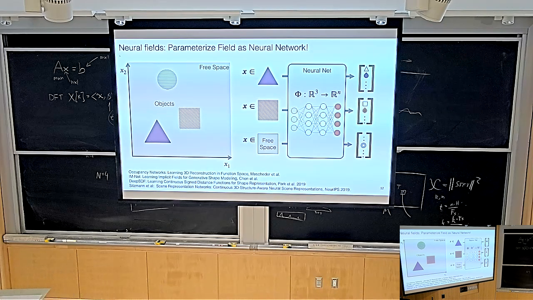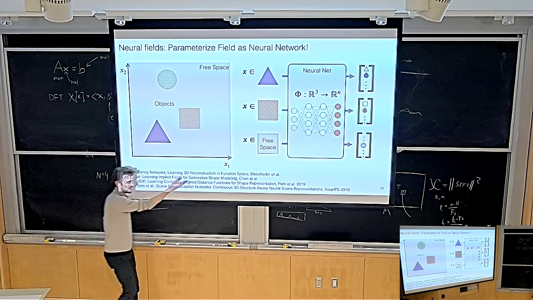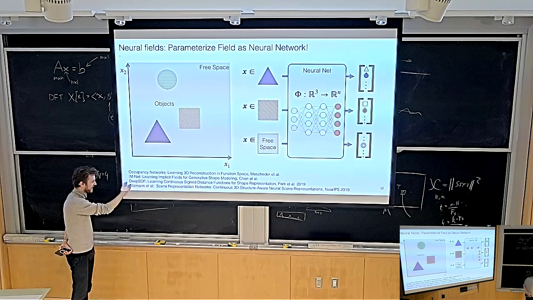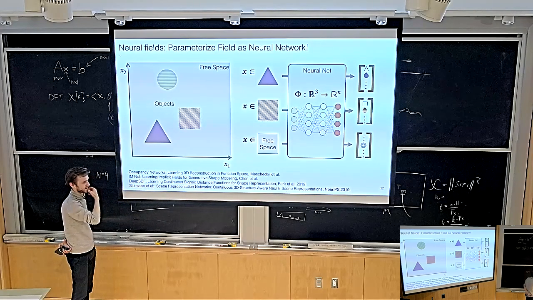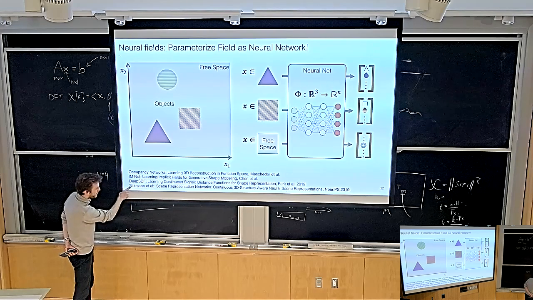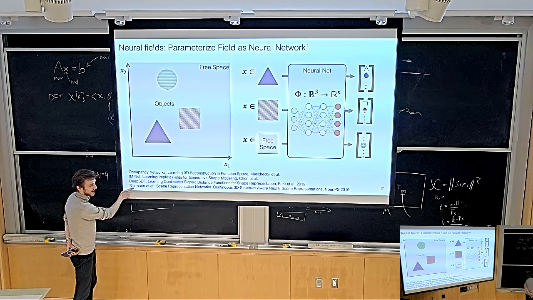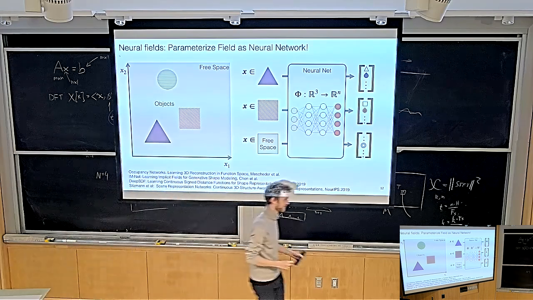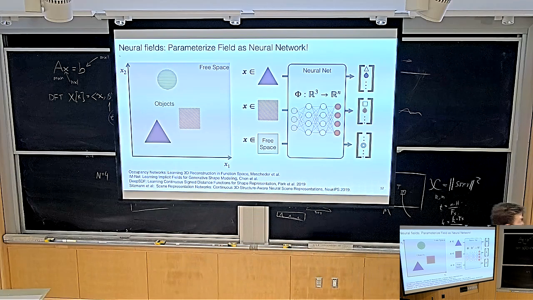And this is exactly what people were thinking about in 2018 and 2019. This is also what I was thinking about in 2018. So these are the seminal papers from that time. Occupancy Networks: Learning 3D Reconstruction in Function Space. IMNet: Learning Implicit Fields for Generative Shape Modeling. DeepSDF: Learning Continuous Signed Distance Functions for Shape Representation. And then mine, which was inspired by these, was the paper that started much of my research.